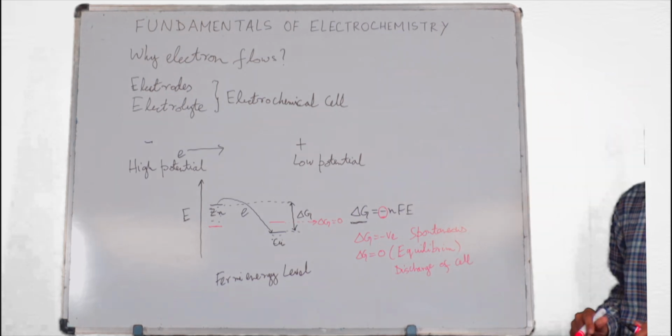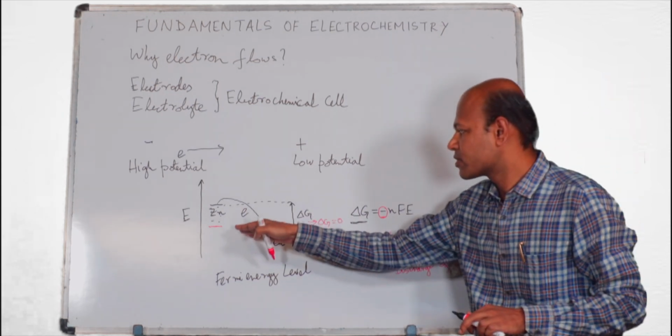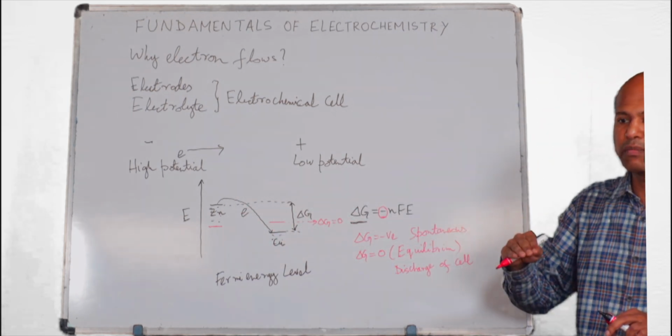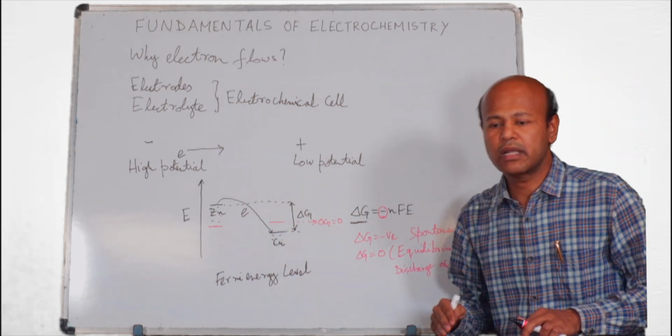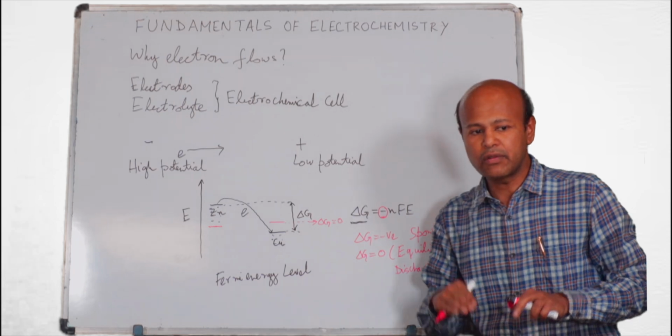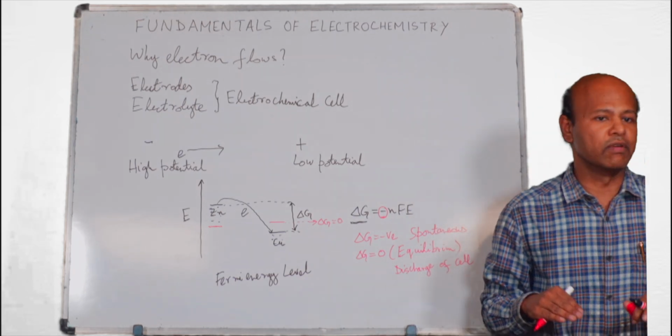I hope this is clear. I'll again repeat: the flow of electron will be from the electropositive metal to the electronegative metal, and the electropositive metal is that metal which has a high Fermi energy level.